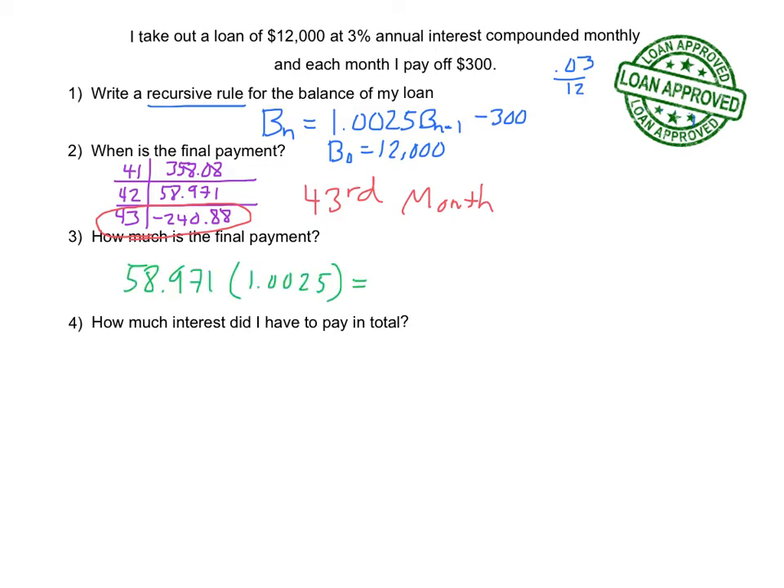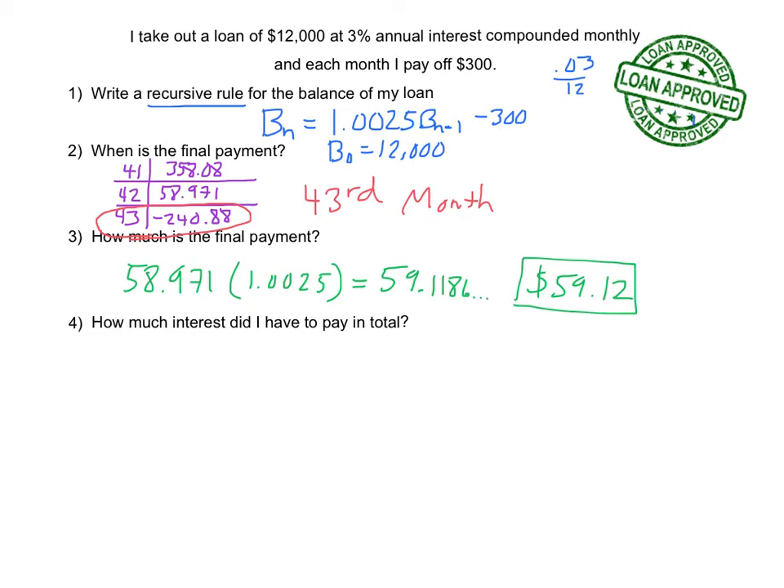Now, I probably don't actually need that 0.1 at the end of things there, but I'm going to put it in. So when I multiply out here, I wind up getting $59 and rounding up. So it's a bump. That may be a little bit different, but I should pay off $59.12 as my final payment.